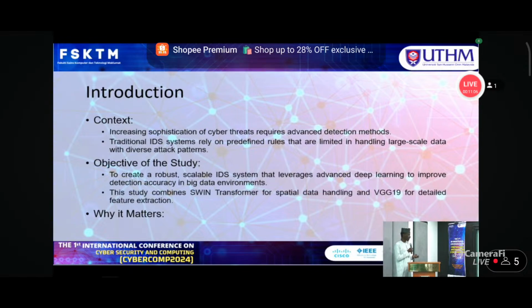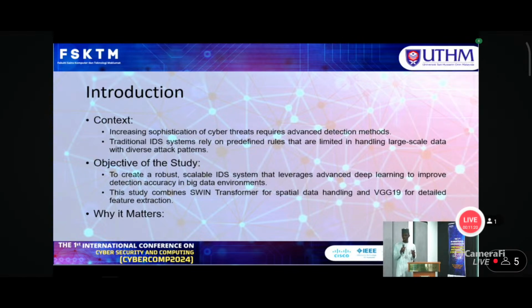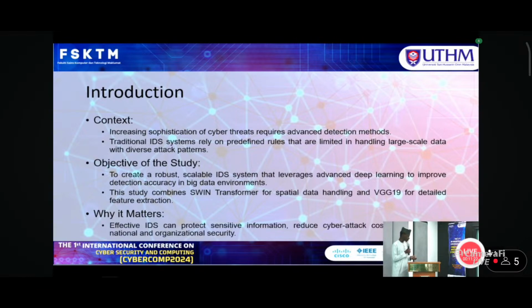So this study combines the Swin Transformer for spatial data handling and VGG19 for detailed feature extraction. The Swin is more for processing large data, and VGG19 is meant for extracting features from a given set of data. So why does it matter? Why do we even need all this? Effective IDS can protect sensitive information, reduce cyber attack costs, and enhance national and organizational security.